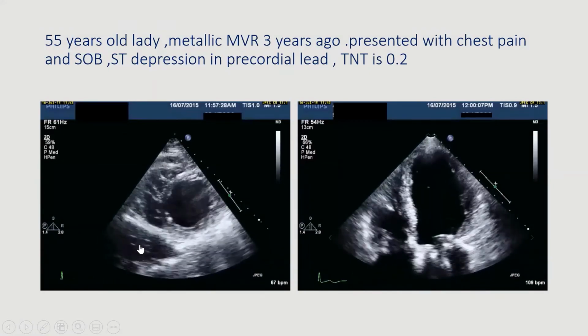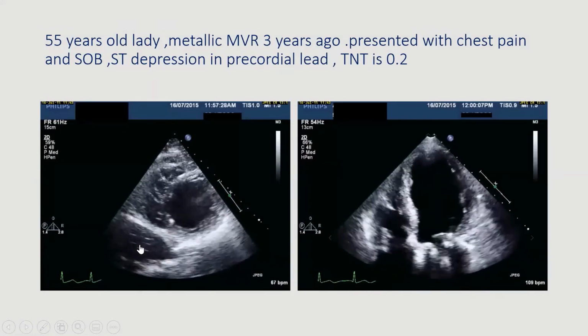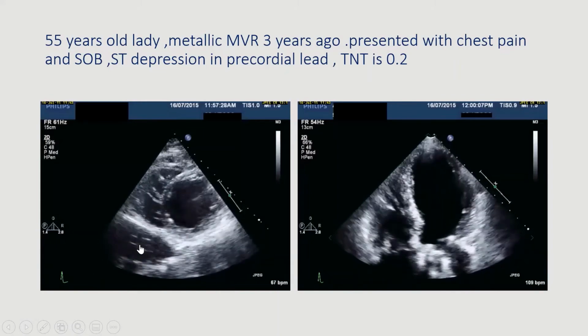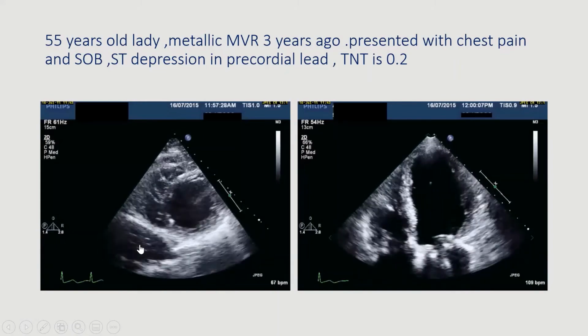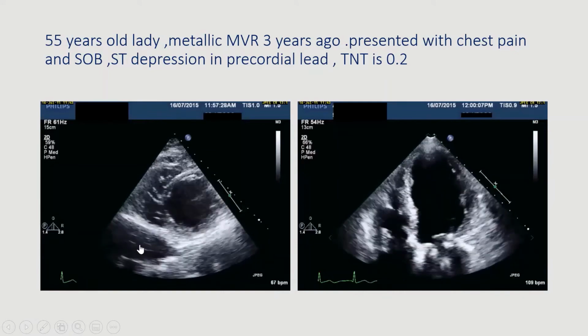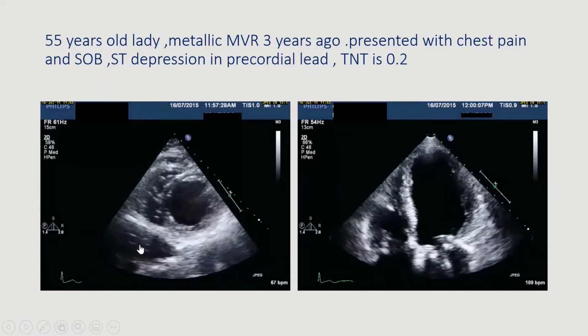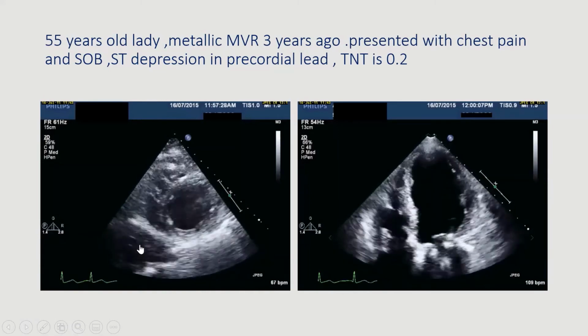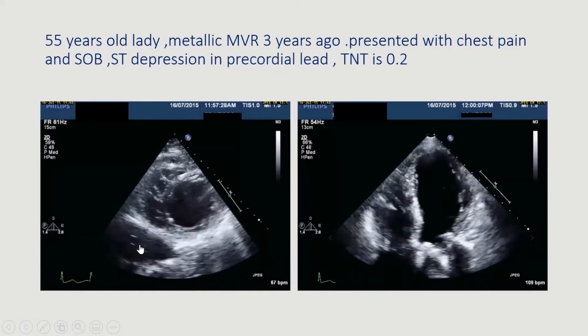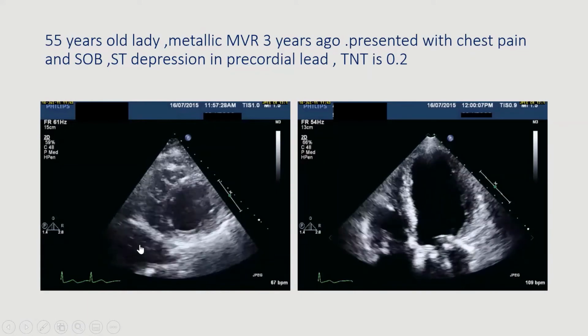Now I'm taking you to the next case of a 55-year-old lady. She had a metallic mitral valve replacement 3 years ago. She presented with chest pain, shortness of breath, ST depression in precordial leads, and her troponin was 0.2. So, can anybody describe the echo?